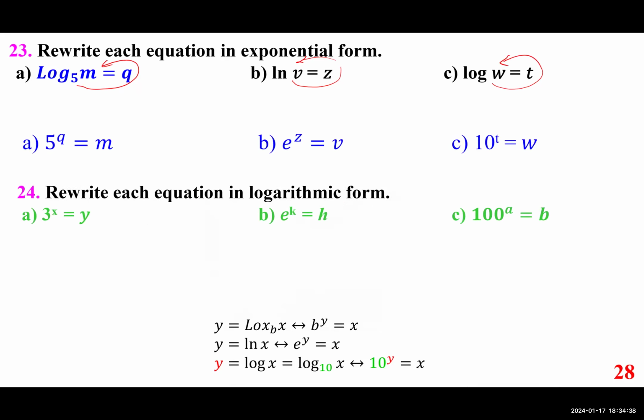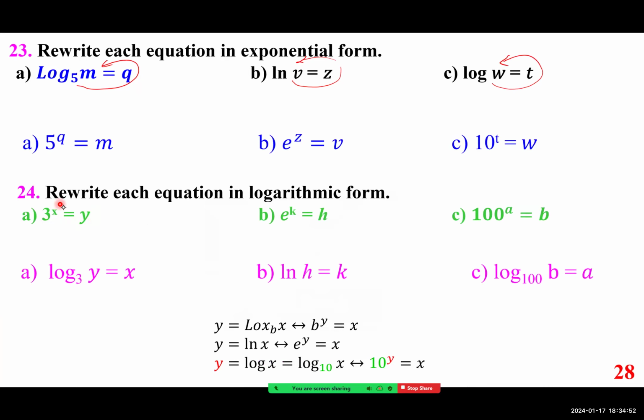Now we want to go back. 3 to the power of x is y. That means log of y with base 3 must be x. This e to the power of k equals h. So ln h is k, 100 to the power of a is b, log b base 100 is a. So in short, it's just going back and forth here, everybody. We should have no problem with that. Okay. Doesn't matter, it's a general case, it's a natural log, or it's a common log, it's fine.